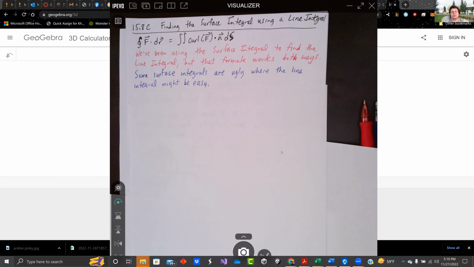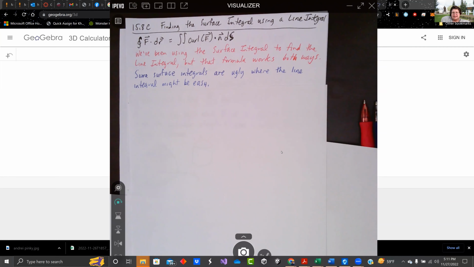We're working on examples. Recall Stokes' theorem: the line integral of F dot dr, which is work in physics, around a closed curve is the same as the surface integral of the curl of F dotted with n for that surface. We've been using the surface integral to find the line integral, so calculating the right side to figure out the left side. It does work both ways.